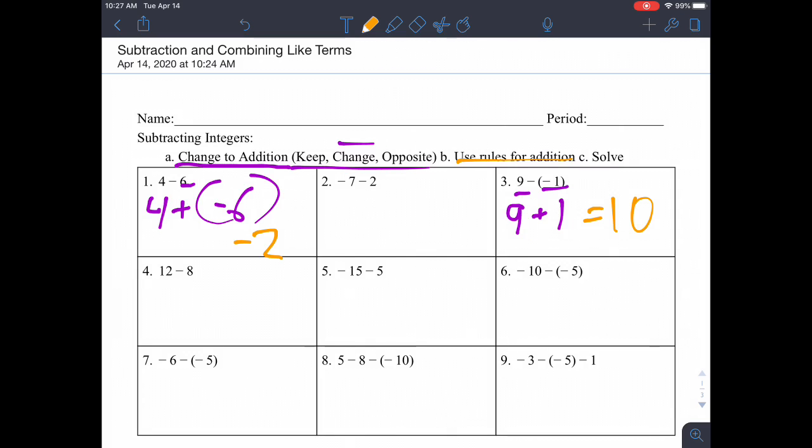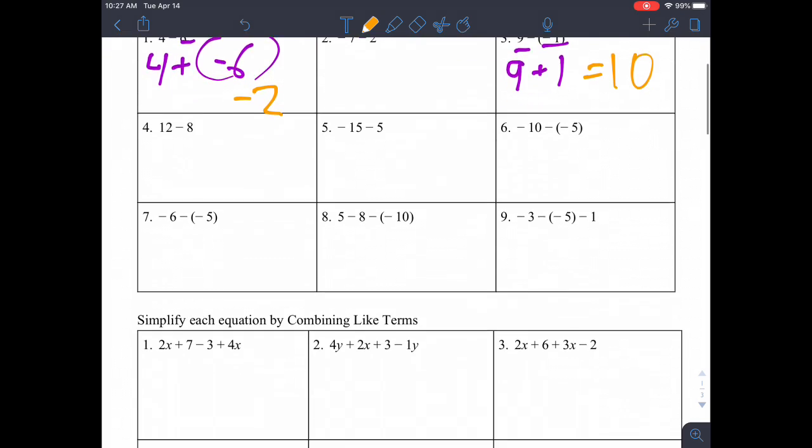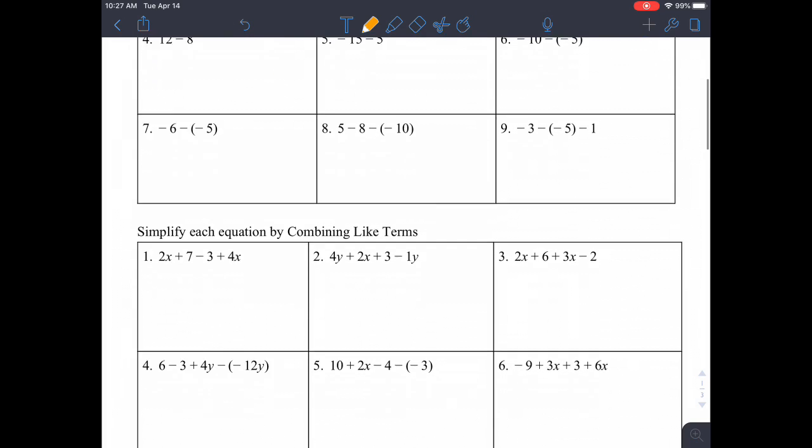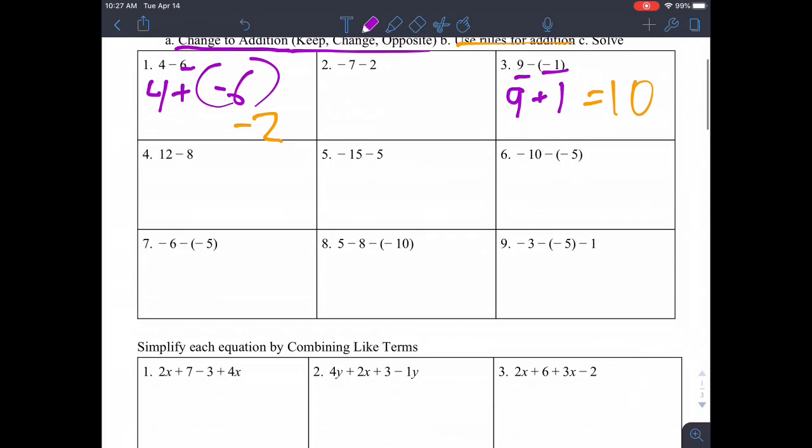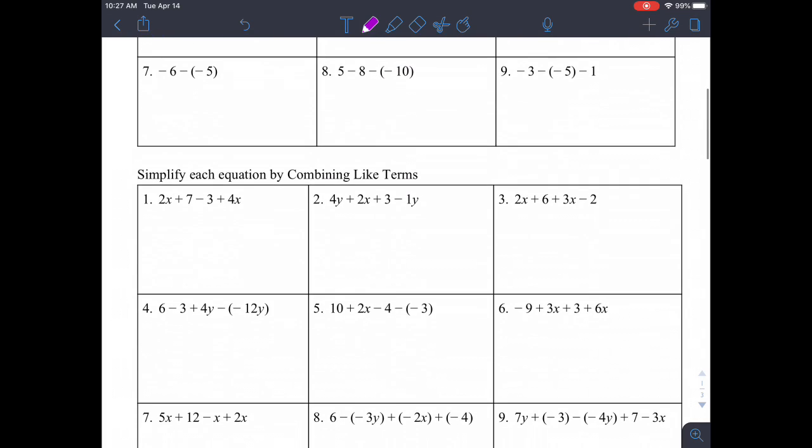Okay, so we want to use these rules to figure all of this stuff out, and then we're going to apply it to some combining like terms. And we want to do that same process. We want to change any subtraction to addition and then solve it. So when I look at problem 1, 2x plus 7 minus 3 plus 4x, you might be tempted to just do this without rewriting everything. But as we get into more complex ones, it's going to start to be trickier.